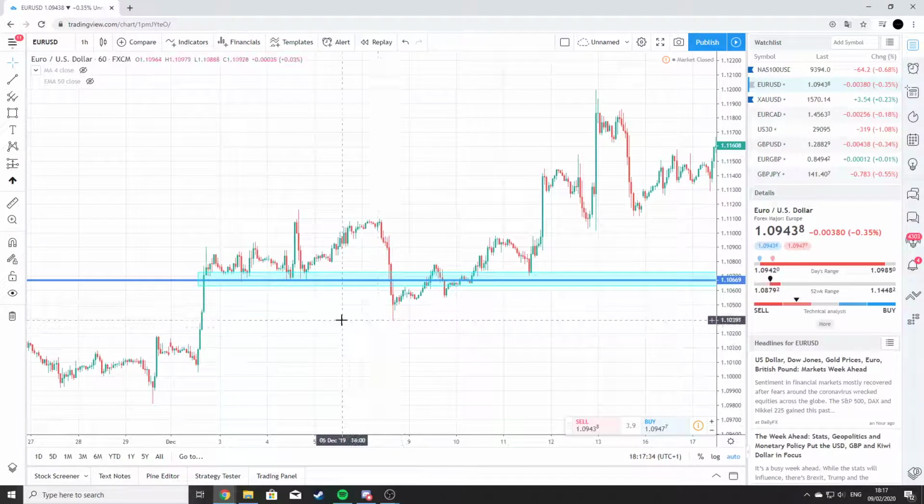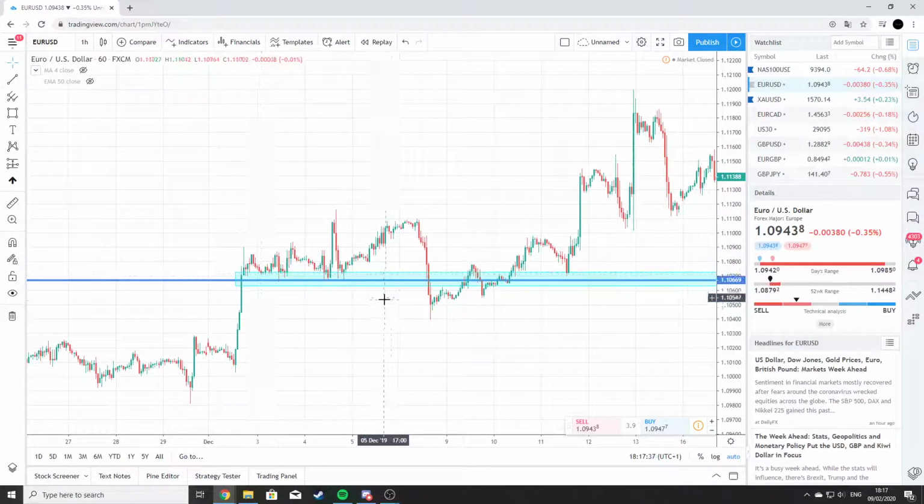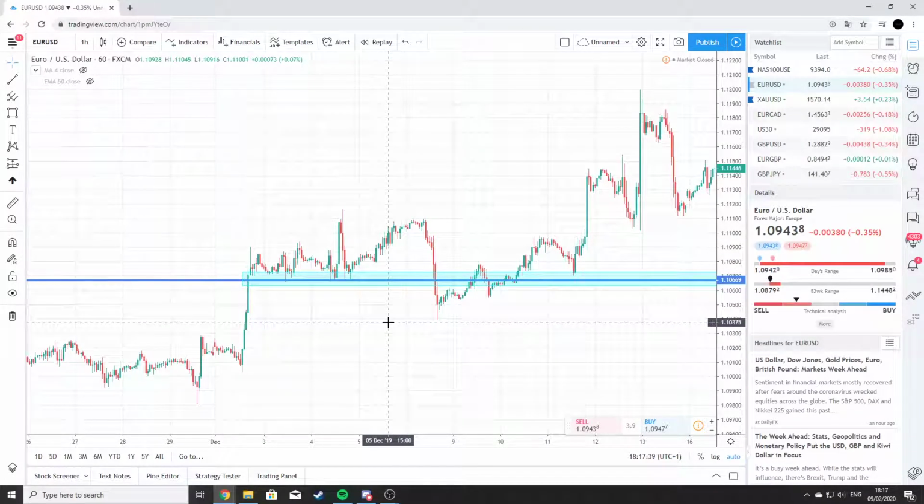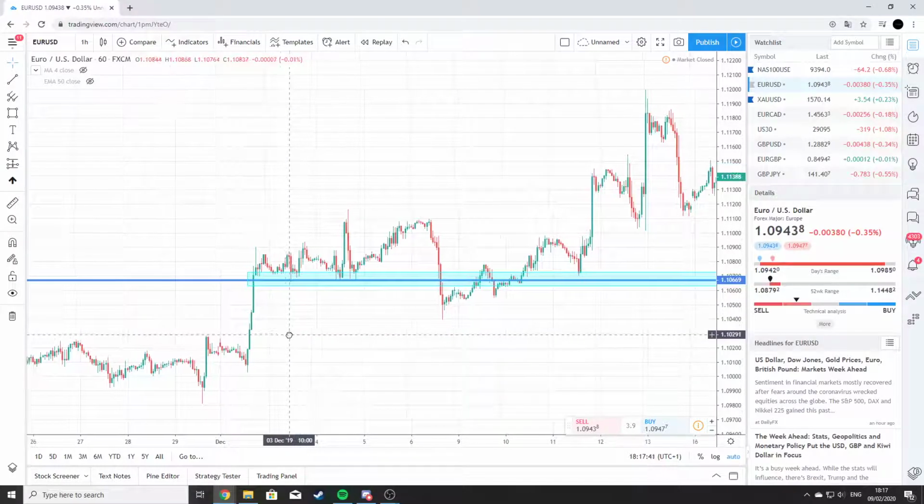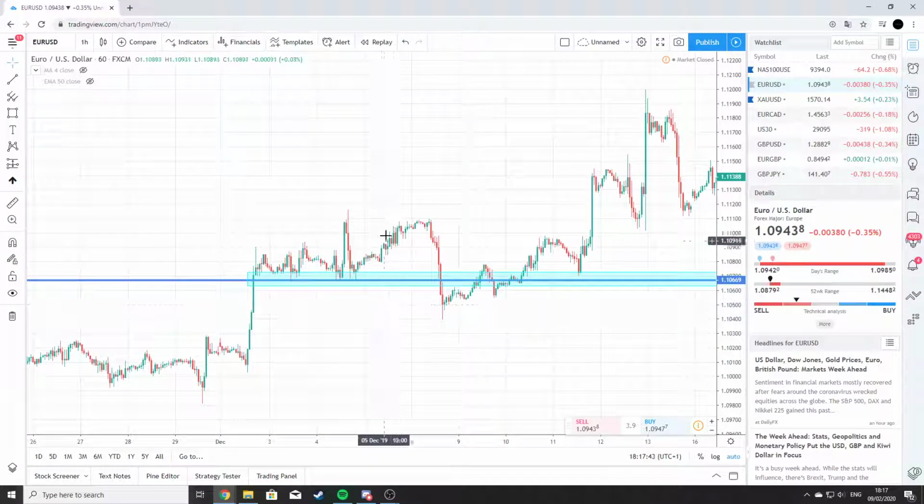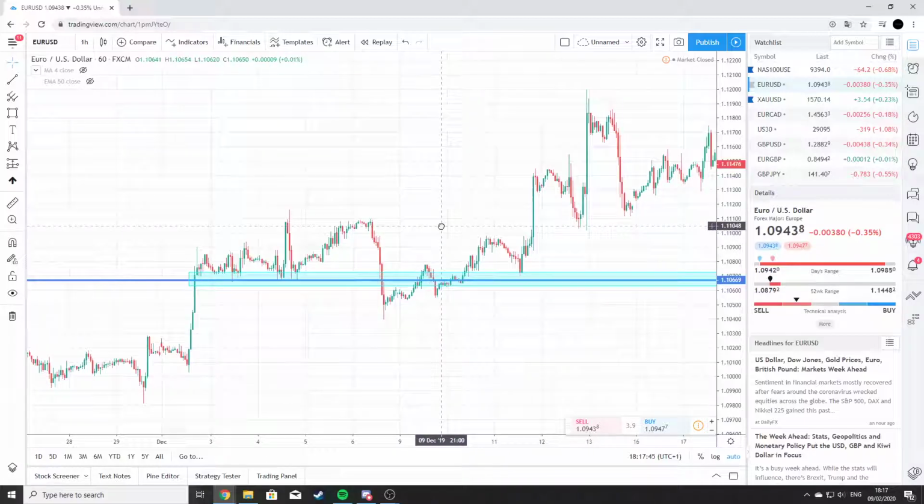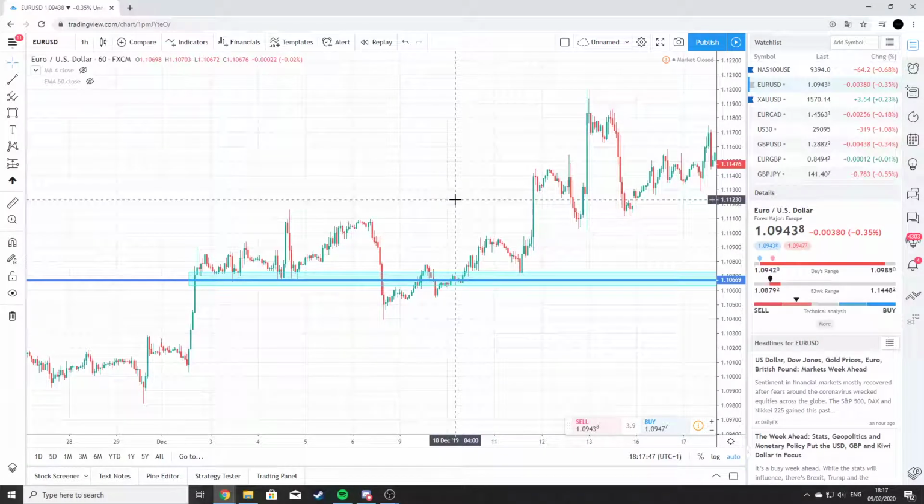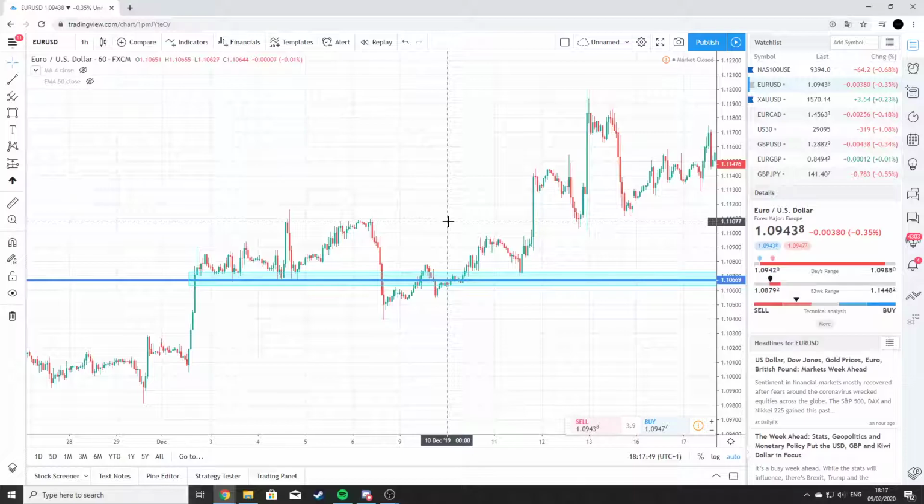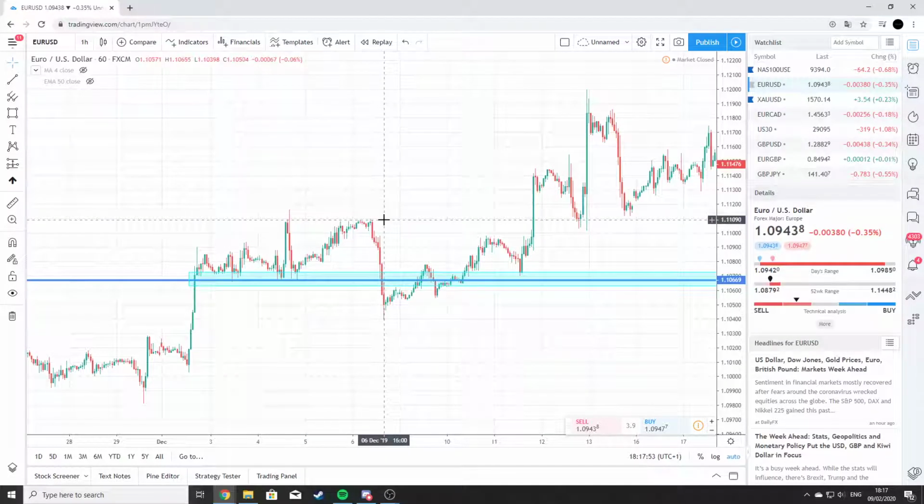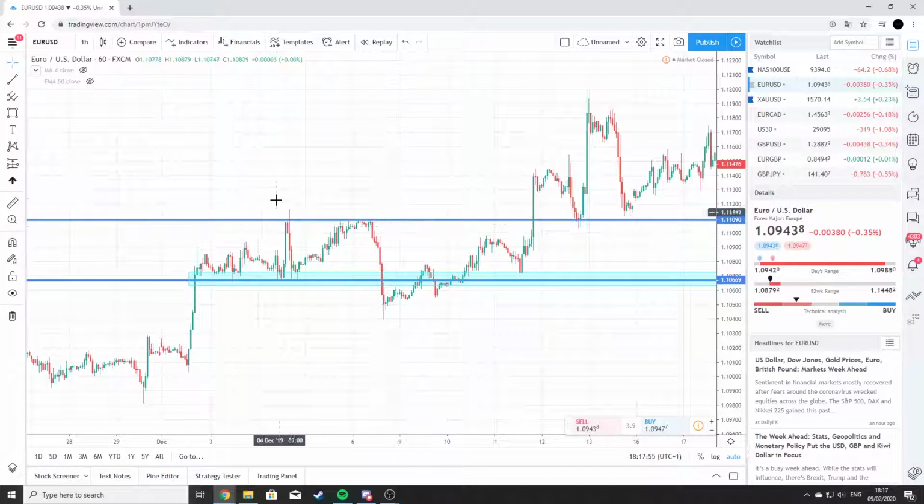Now, you're probably asking, how are we going to trade with this? Well, we are going to look for support and resistance levels, and we are going to trade between them, or we wait and trade the breakouts. All right, as you can see here, a nice resistance level.